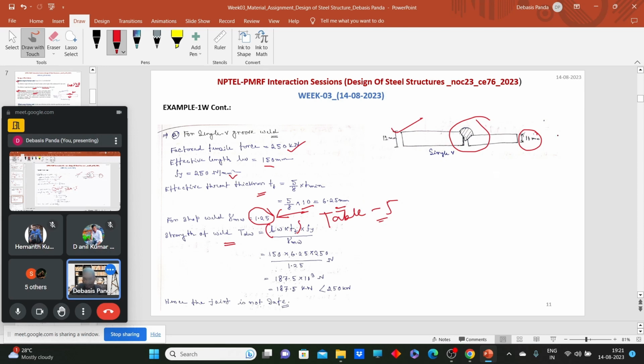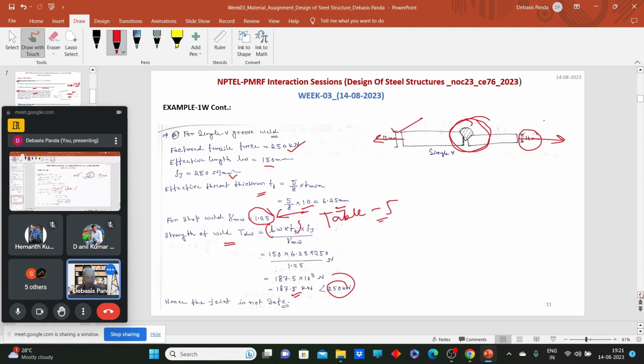And this is for direct tension. So this comes out as 187.5 kilonewton. That means the strength of this weld joint is 187.5 kilonewton, and this connection will safely transfer 187.5 kilonewton of load. But how much load is applied? It's 250 kilonewton, which is more than the strength of the joint. That means this joint is unsafe, or we cannot go with that incomplete penetrated butt weld.